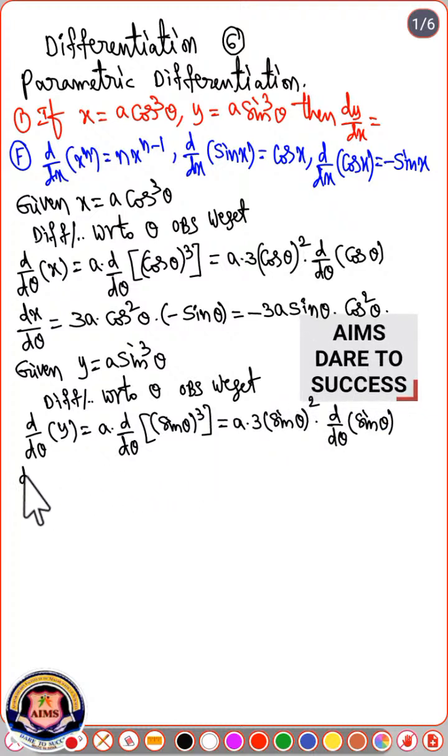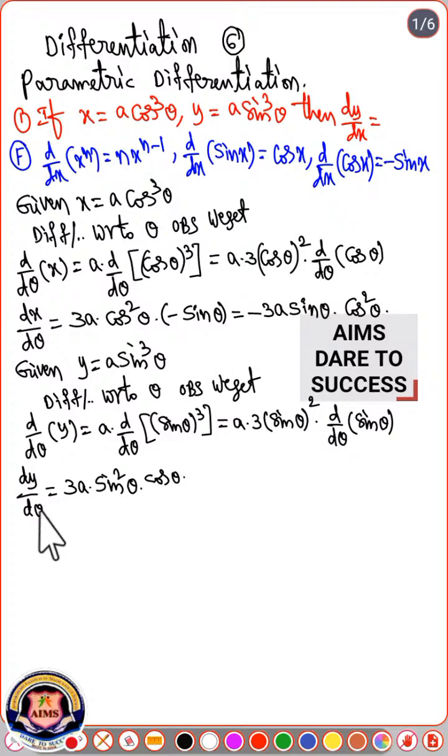So dy by d theta is equal to 3 into a, that is 3a, into sin theta whole square, which is sin square theta, into d by d theta of sin theta. This looks like d by dx of sin x, which is cos x. So the derivative of sin theta is cos theta.